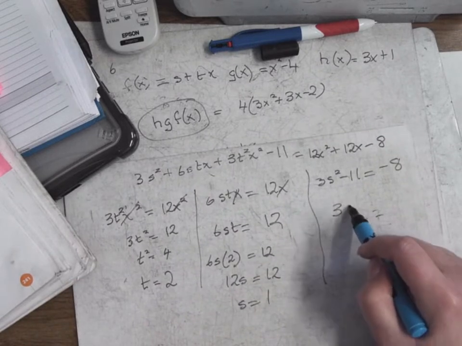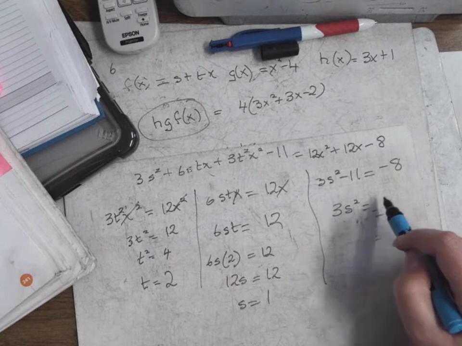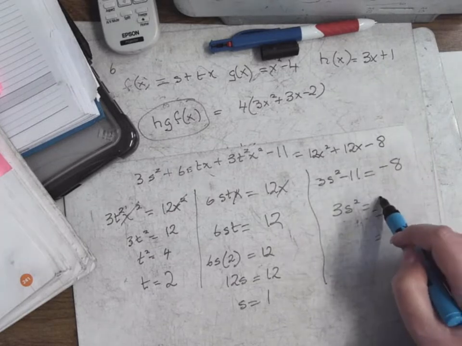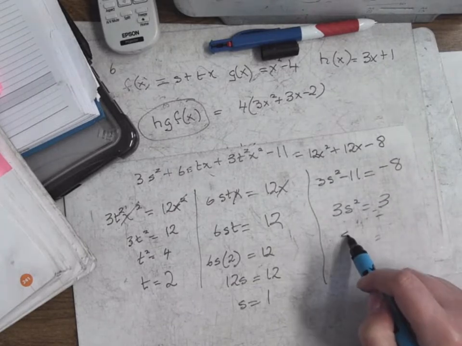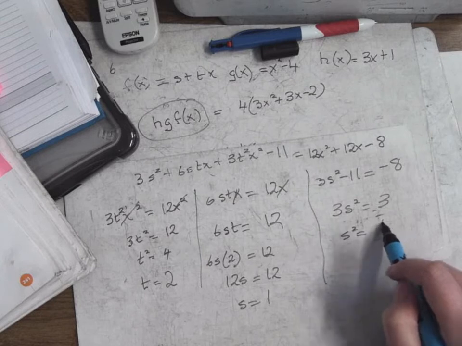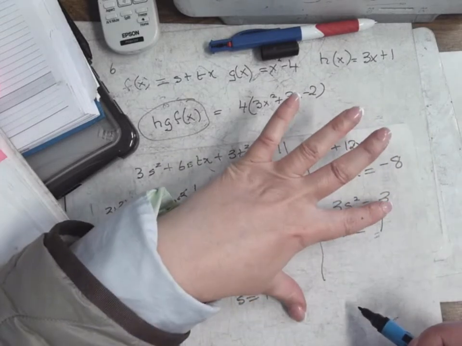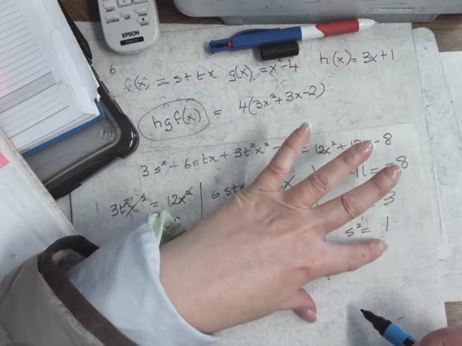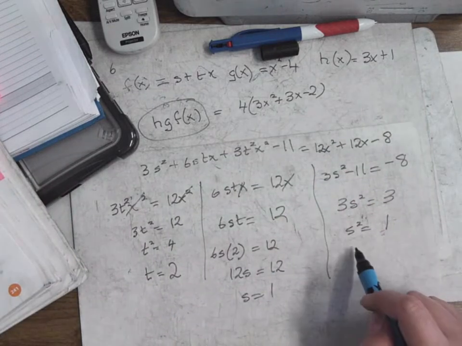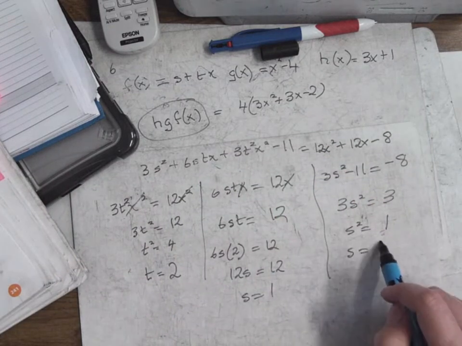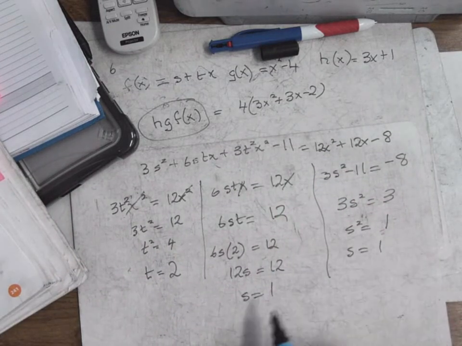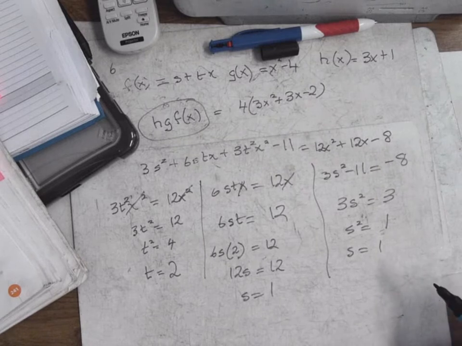3s squared equals minus 8 plus 11, which would be 3. Divide by 3, you get s squared is equal to 1. So if they didn't tell me s was a natural number, it could be a plus or a minus 1. But because s is a natural number, it has to be 1. So I end up with the same answers. Just a little check to make sure I was right.